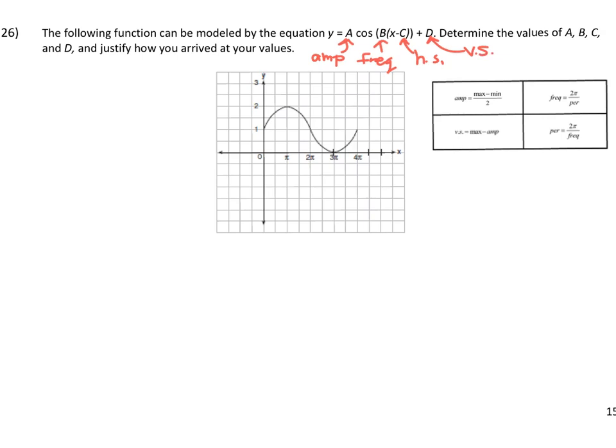Okay, so it looks like amplitude, we have a formula for. Frequency, we have a formula for. Vertical shift, we have a formula for. Horizontal shift, we don't, but we'll talk about how we're going to find that. So I'm going to do the same thing we did for 25. You may want to hit pause and see how you do. Use your formulas, or at least use your formulas for amplitude, frequency, and vertical shift.